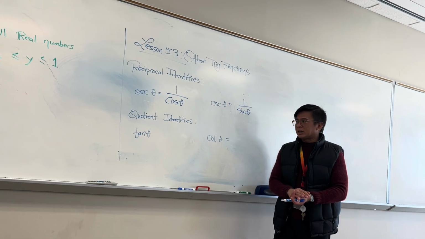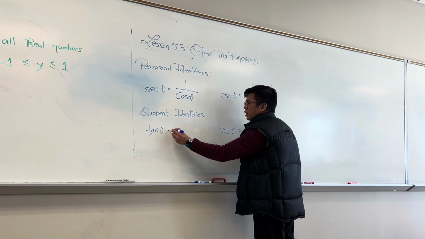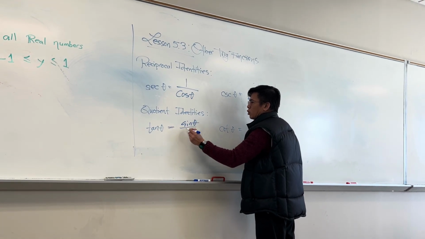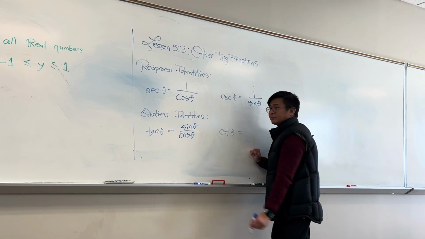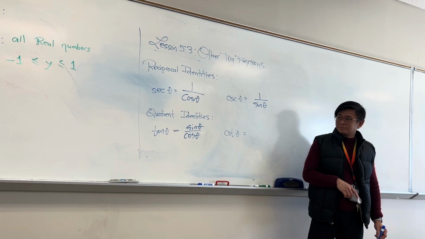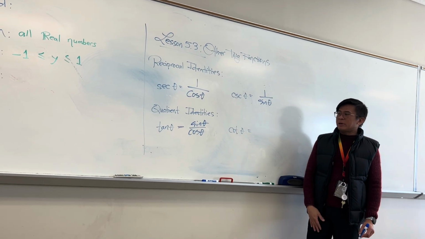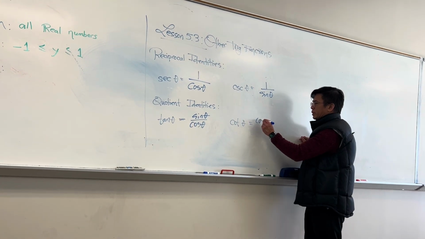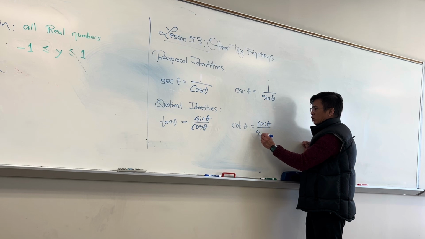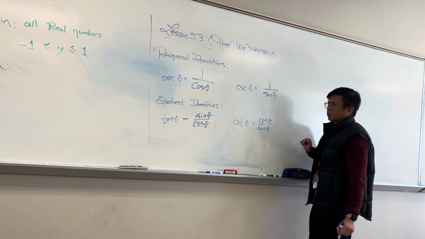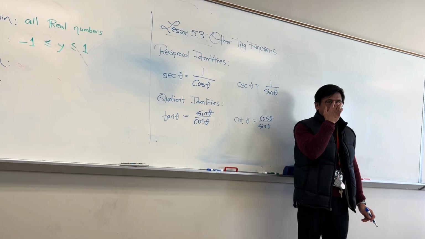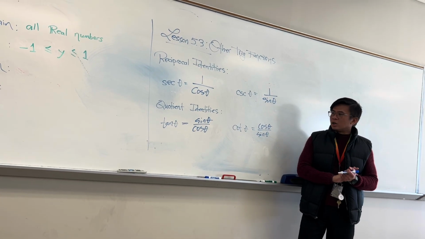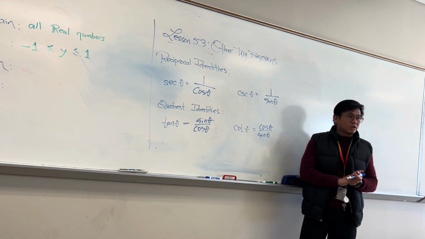For quotient identities, however, these are the following. Tangent is the quotient between sine and cosine. And cotangent is basically the reciprocal of this. So in short, just basically cosine over sine. So that summarizes our reciprocal and quotient identities.